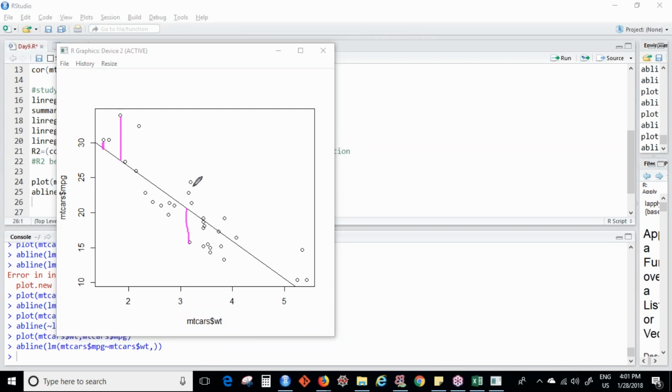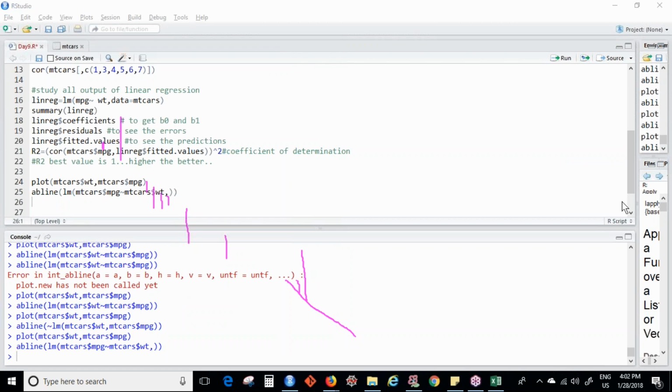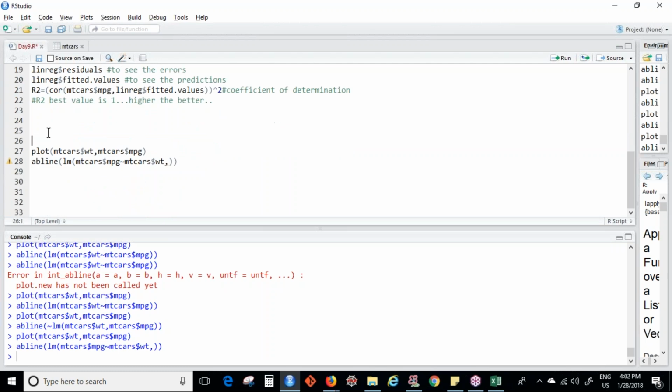The error is always parallel to your y-axis. For this point the error is, so the line will go something like this. For this point this is the error, for this point error is big. So these are your error values. If you add all the errors, some are positive, some are negative, you will get 0. So for r square, higher the better. Is it clear till now, guys, everything?